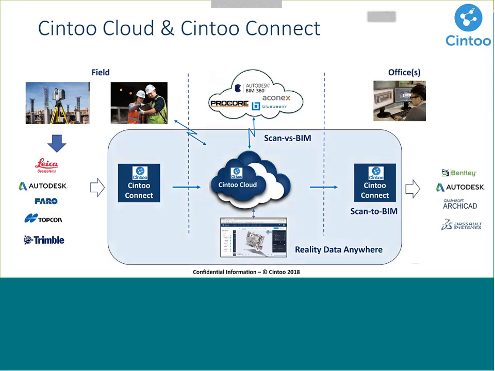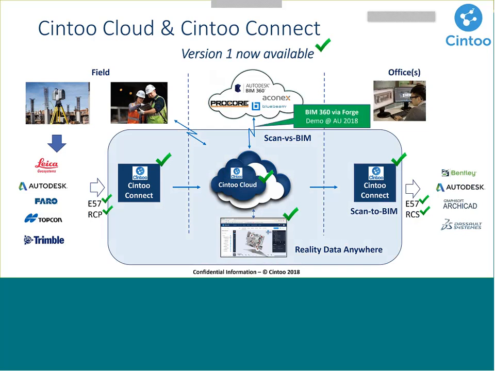So this is what we call the Cintoo Cloud solution, where, as I said, version 1 is now available, and you can start testing it from our website. It comes with a complete workflow that can read E57 and RCP and produce E57 or RCS files. Last point, we will show at AU, in 10 days from now, this connection with BIM 360 and BIM 360 Docs. That will be a demo that we'll be making at AU for a release that will be in a few weeks later.